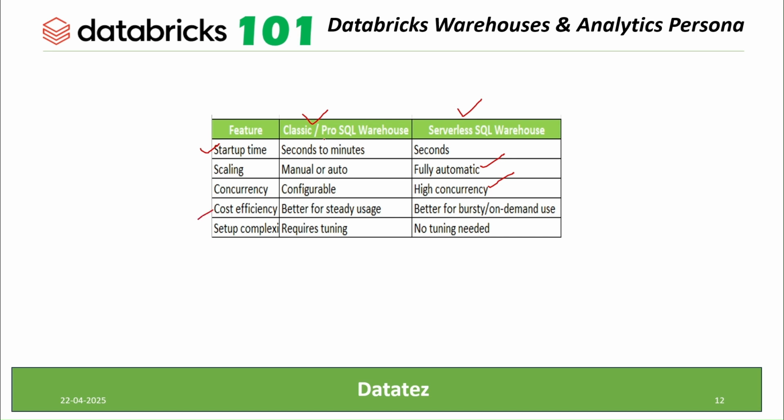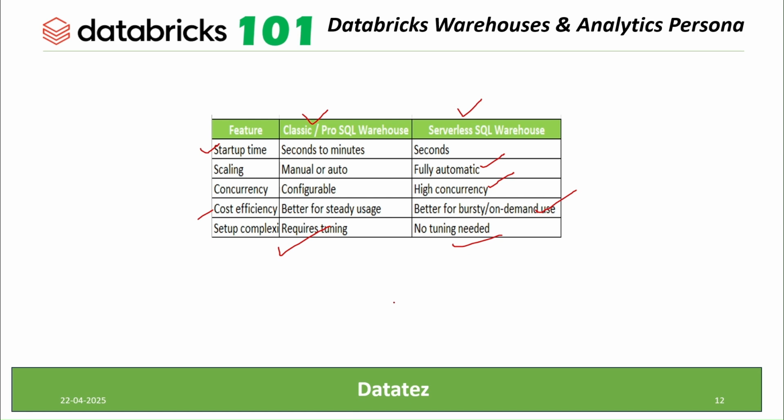Coming to the cost, the SQL pro and classic warehouses are better for steady use, where you have a predictable workload. At that time we can go for SQL pro or the classic type. Otherwise, if you don't know the pattern of the queries, it's better we go for serverless warehouses. When working with serverless SQL warehouses, we need not fine tune anything with respect to cluster management and configurations. With the other SQL warehouses, we may have to take care of fine tuning certain configurations.